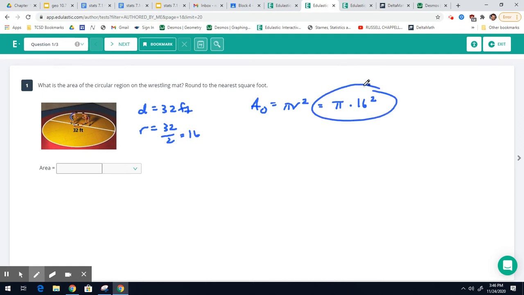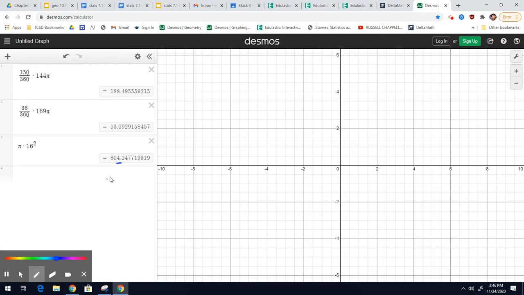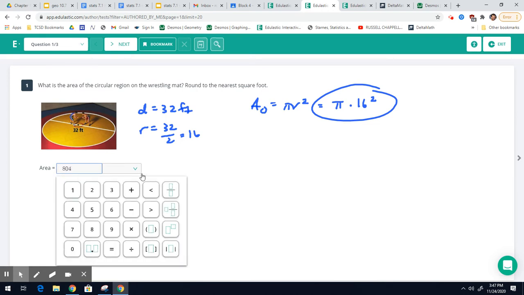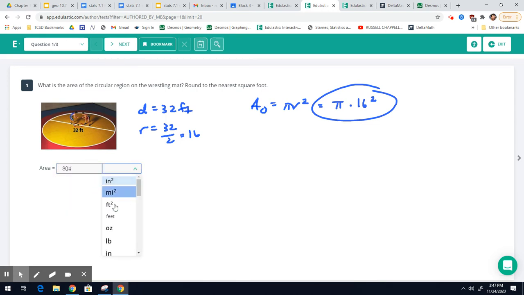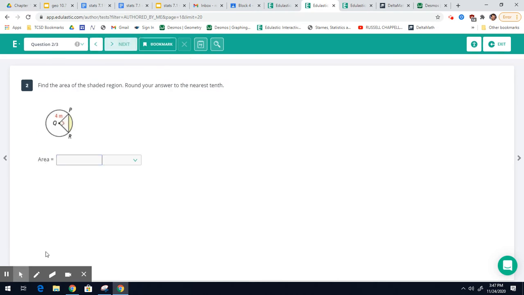We're going to type that into our graphing calculator, rounded to the nearest square foot, which means no decimals. Pi times 16 squared, and I get 804.2. Again, the 2 doesn't change the 4, so that's 804, and that would be square feet. Make sure you don't get it wrong because you're not including the correct units. It's 804 feet squared. All right, area of a circle should be no problem. Again, word problem.